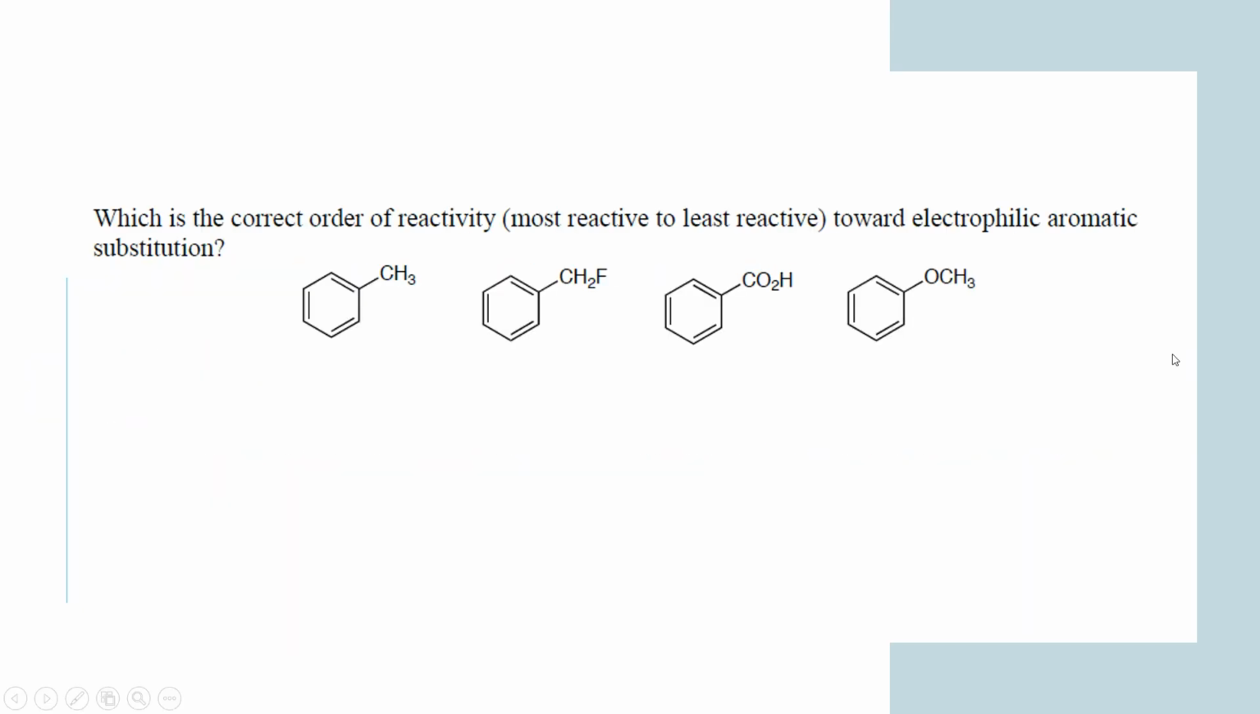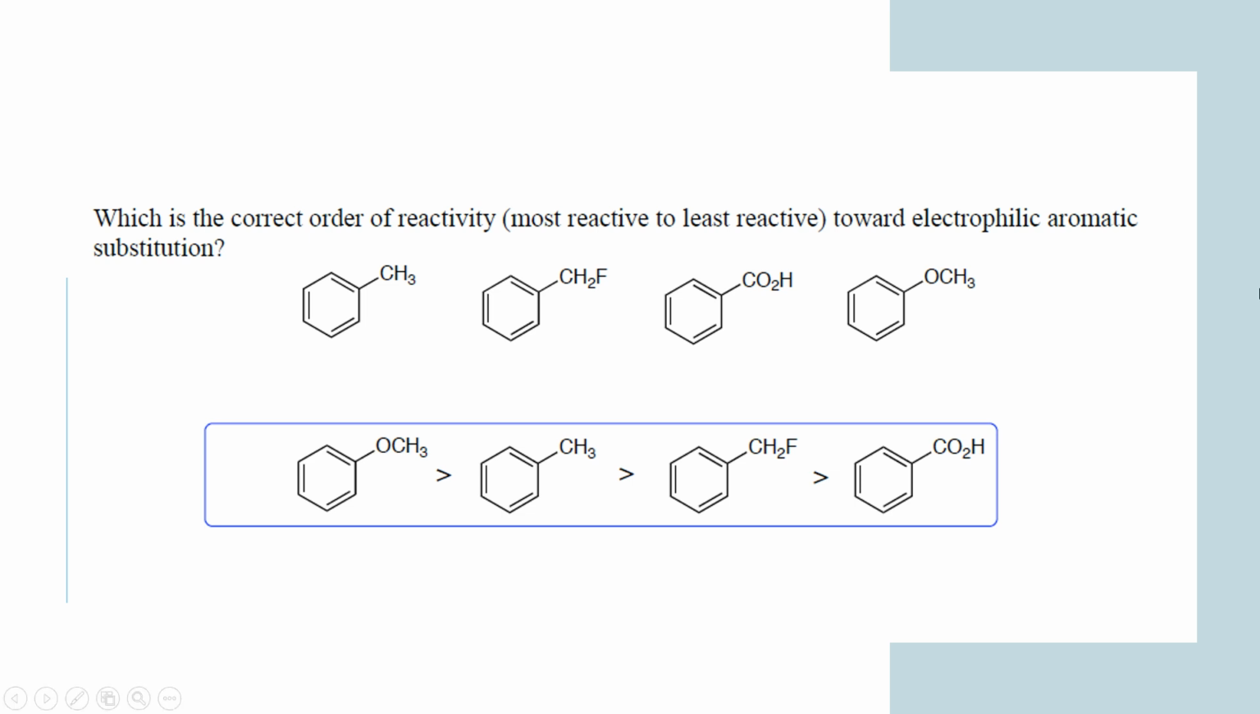So moving to the next question, which is the correct order of reactivity toward electrophilic aromatic substitution? Similar question, just different substituents. By now you must know what kind of groups are activating and what kind of groups are deactivating towards electrophilic aromatic substitution. So easily you can rate these four substituents in terms of reactivity. So this will be the correct order.